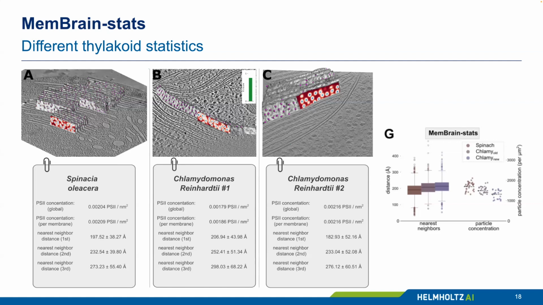And you can apply MembranePick on these data sets and get some nice picks out of it, which then you can analyze in MembraneStats. So in this case, we just extracted some nearest neighbor distributions where we can see, between the different data sets, there are some small differences. And the same also for the protein concentrations here on the right.